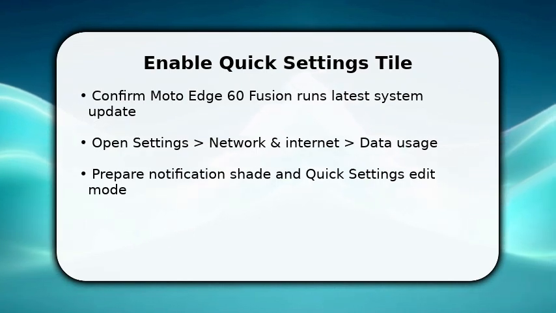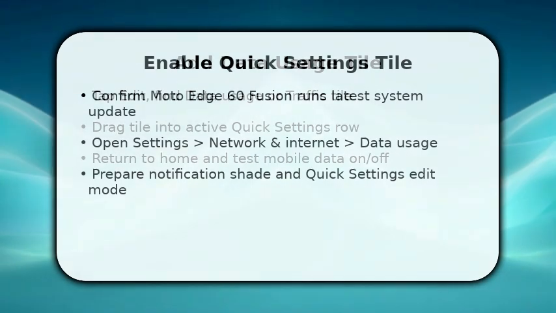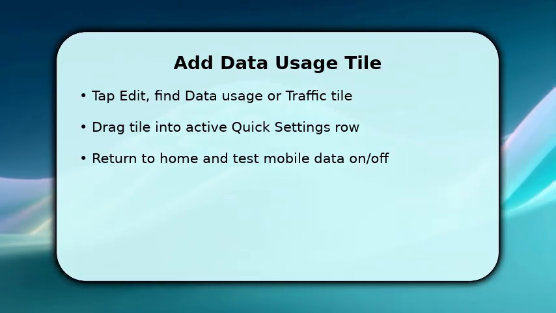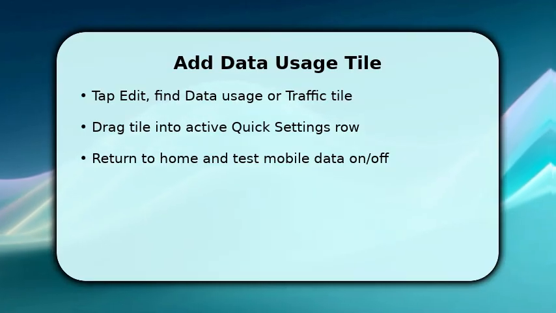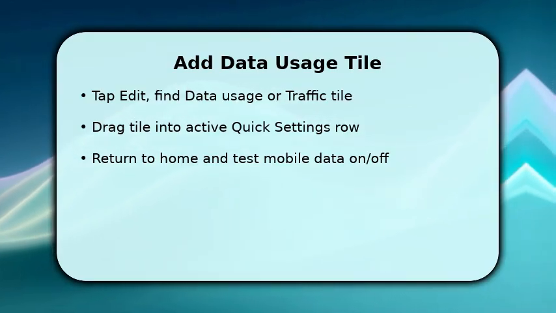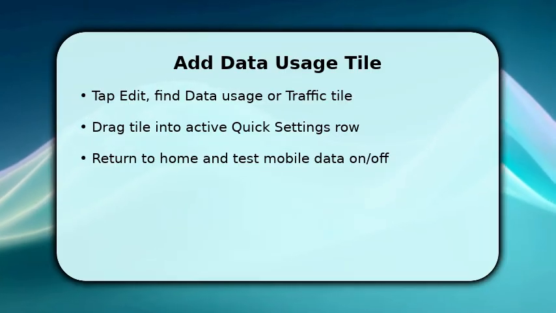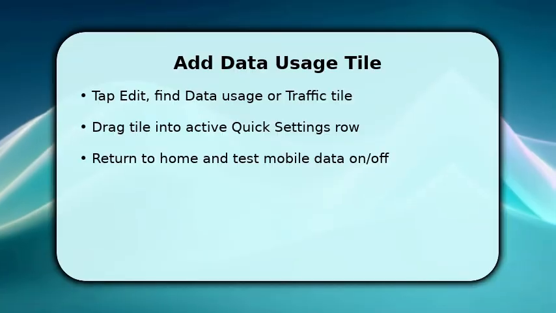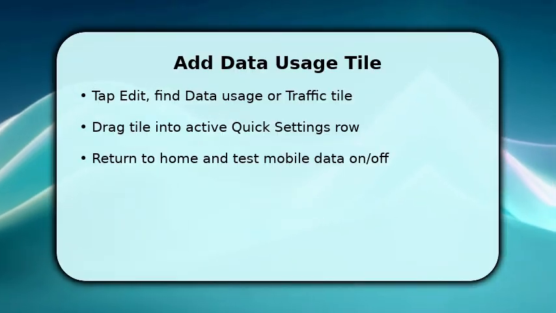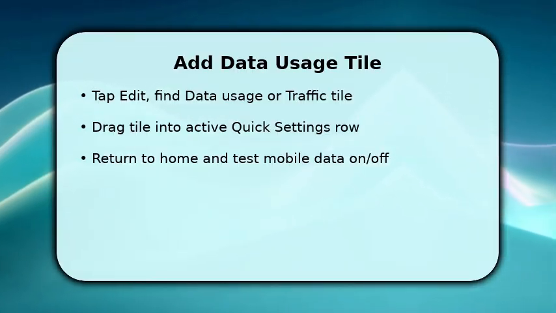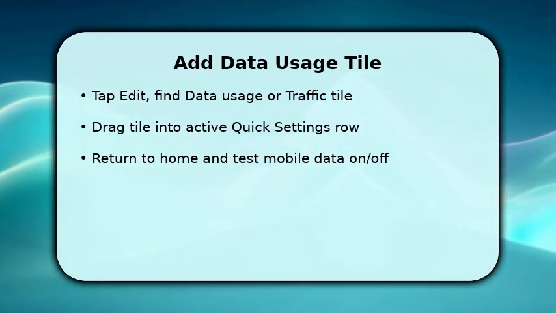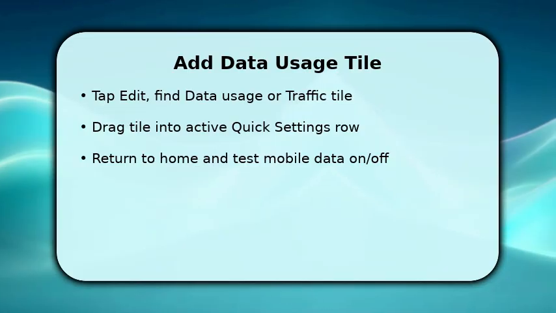Now you'll place the data usage or traffic tile into your active quick settings. Tap Edit, locate the tile named Data Usage, Traffic, or similar, then drag it into an active slot. This creates a persistent visual in the notification area. Once positioned, exit Edit mode and toggle Mobile Data to generate usage samples. You should now see a running data figure or graph when you pull down notifications. This shows real-time or recent use.